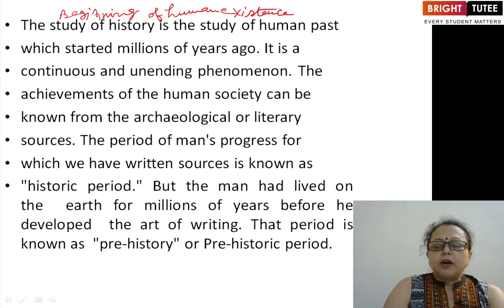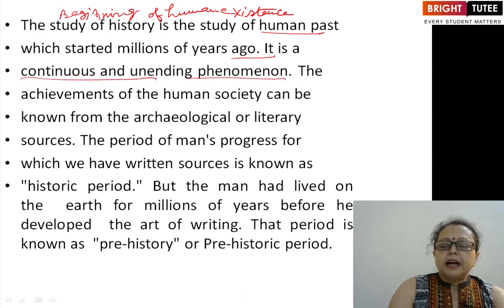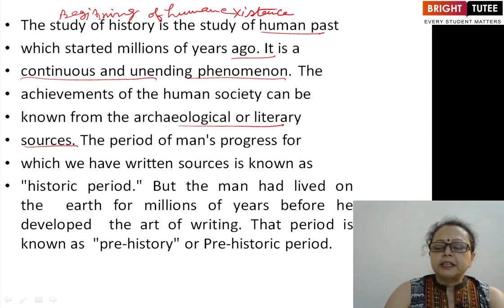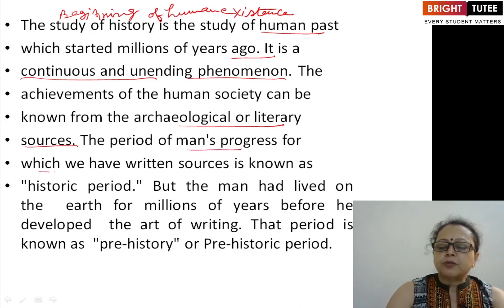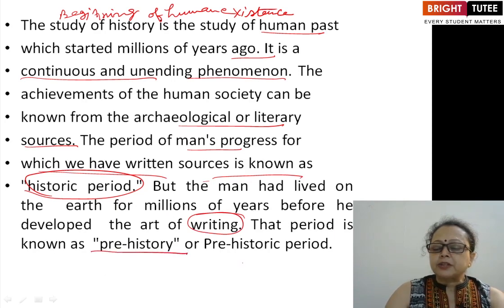The study of history is the study of human past, which started millions of years ago. It is a continuous and unending phenomenon. The achievements of human society can be known from archaeological or literary sources. The period of man's progress for which we have written sources is known as the historic period. But man had lived on earth for millions of years before he developed the art of writing. That period is known as prehistory or the prehistoric period.